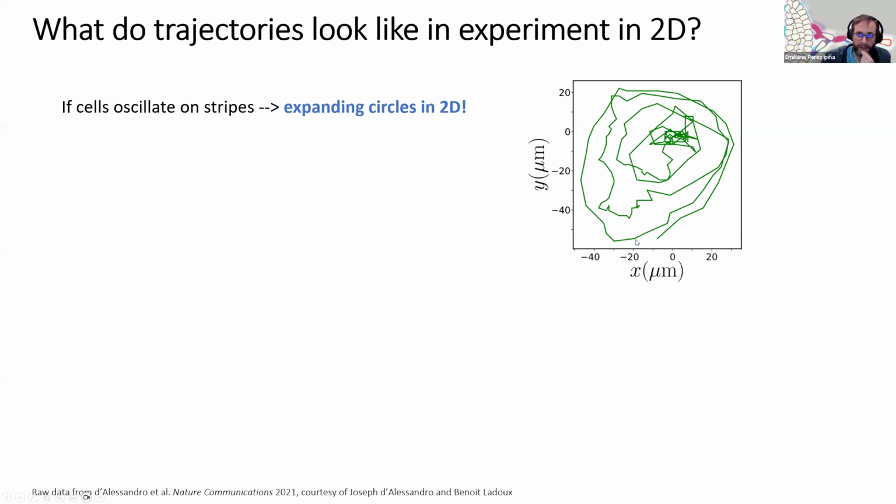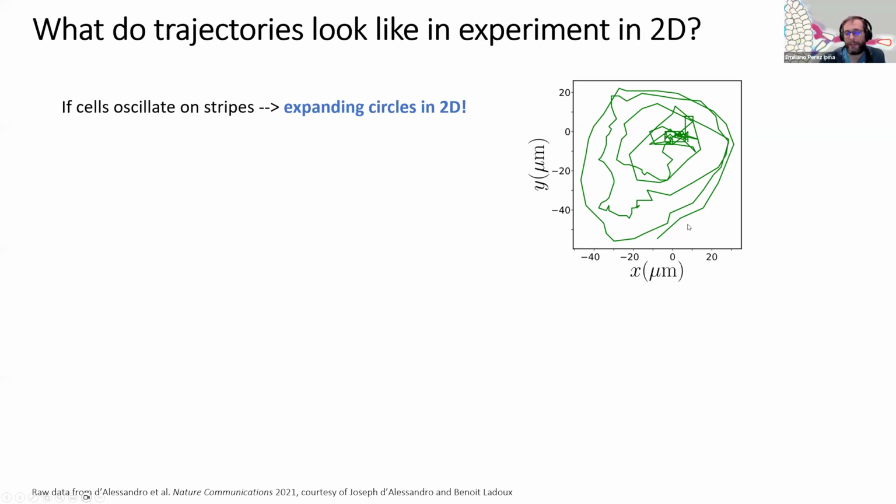So what happens in 2D? Okay, so we went back to D'Alessandro and Benoit Ledoux, and we asked them, do you have trajectories of cells in 2D? And they said yes. So they sent us the trajectories. According to our model, since in 1D cells were oscillating, that was compatible with the idea that cells have a low secretion rate. That means, according to our model, that in 2D we should be expecting expanding circles. And in fact, we observe expanding circles. This is a trajectory of a cell that is an expanding circle.